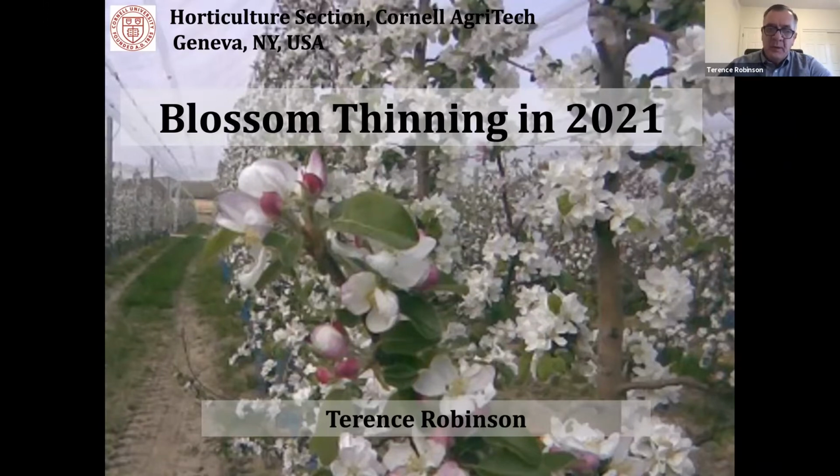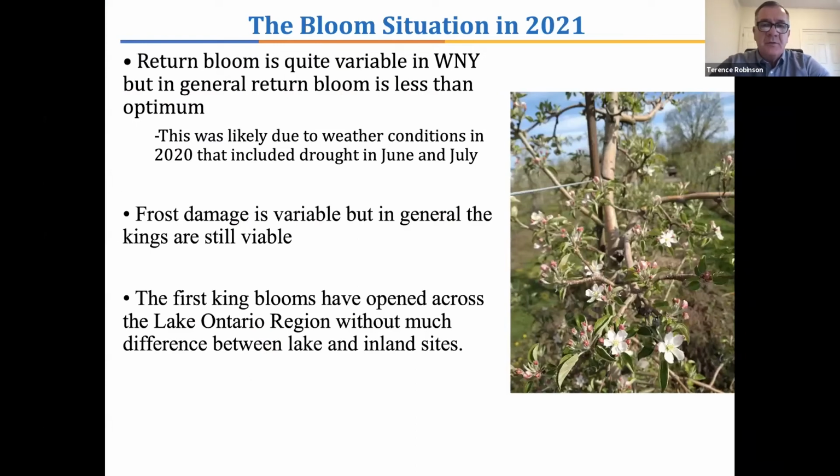Let's first look at the situation in Western New York, and it's really odd, but return bloom is very variable in Western New York. But in general, overall, bloom is less than optimum. And it's been an enigma to us as to why this is happening. Crop loads last year were not too high. But we did have a tremendous drought in June and July, which likely contributed to this lower than optimum return bloom.